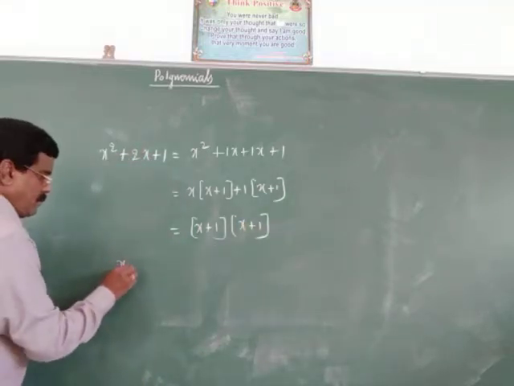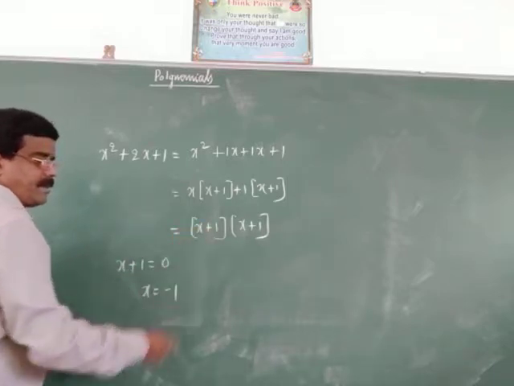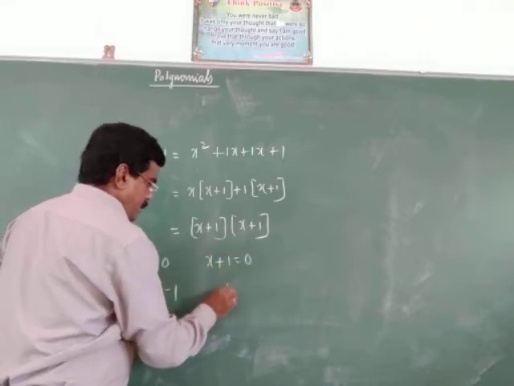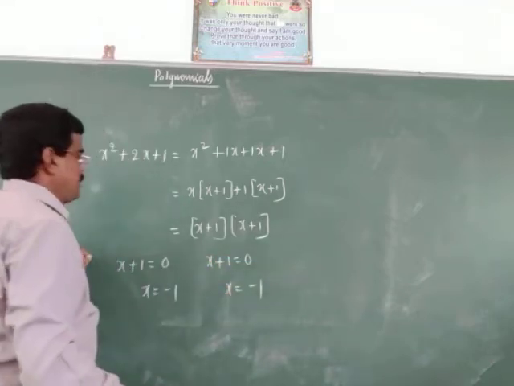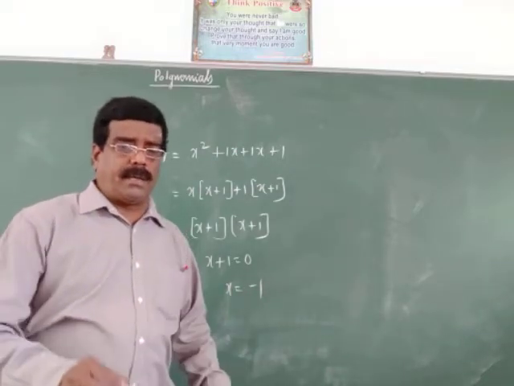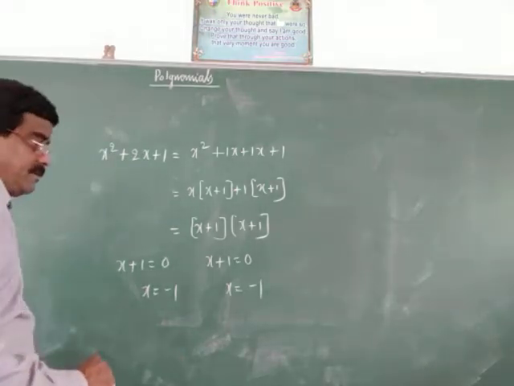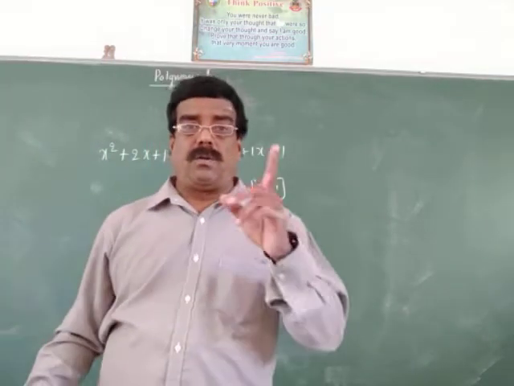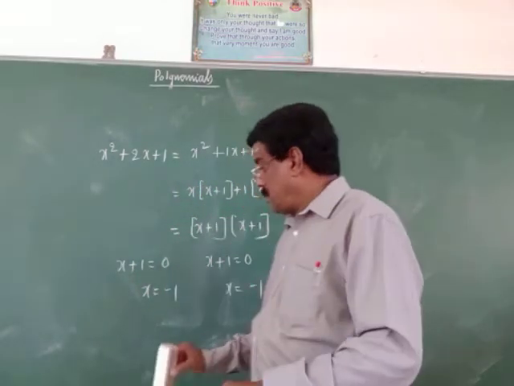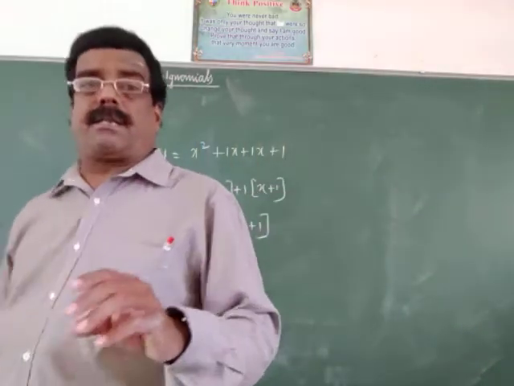So x plus 1 equals 0 means what? X is equal to minus 1. One more is there again. Again x plus 1 equals 0 means x is equal to minus 1. So minus 1 and both are same. You can write 2 times or you can write 1 time, left to you. Ultimately what are the zeros? In the question it was given root 5 by 3 and minus root 5 by 3. That was given zeros. Again here we got minus 1 and minus 1. Let us conclude this now.